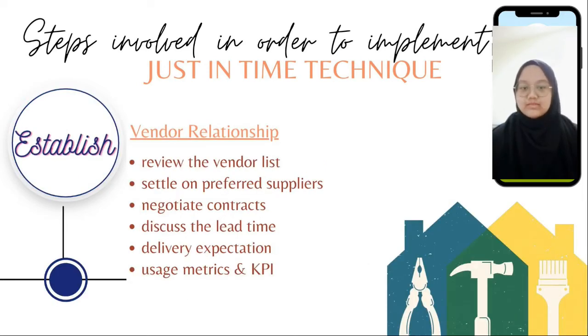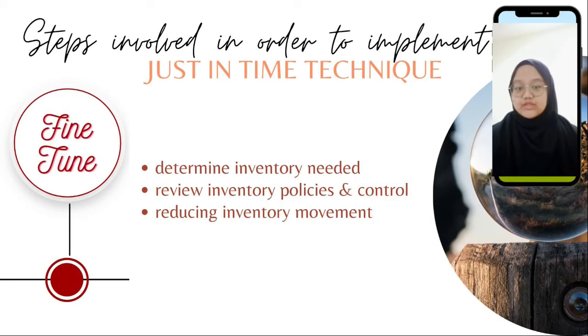Next is establish. The main key to the success of the just-in-time system is the vendor relationship. In this stage, they will review the vendor list. Then they will settle on the preferred suppliers they want, and then they will negotiate contracts. After that, they will discuss the lead time and the delivery expectations to ensure that they can rely on the best supplier. This stage is important because the organization can learn how to use them in the supply chain as a reward to take advantage. The next step is fine-tune.